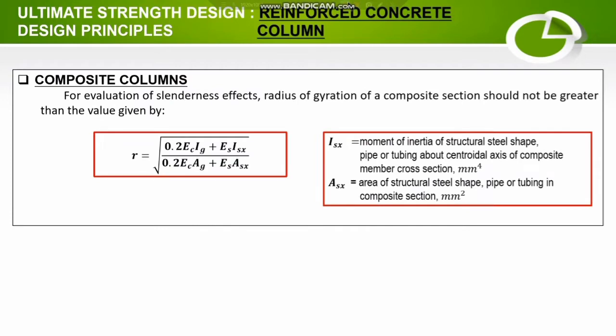Ac is equal to the net area of concrete. For evaluation of slenderness effects, the radius of gyration of a composite column or composite section should not be greater than the value given by r equals the square root of (0.2 Ec Ig plus Es Isx) over (0.2 Ec Ag plus Es Asx), where Isx is equal to the moment of inertia of the structural steel shape, pipe, or tubing about the centroidal axis of the composite member cross section in mm to the fourth, and Asx is equal to the area of structural steel shape, pipe, or tubing in the composite section in mm squared.